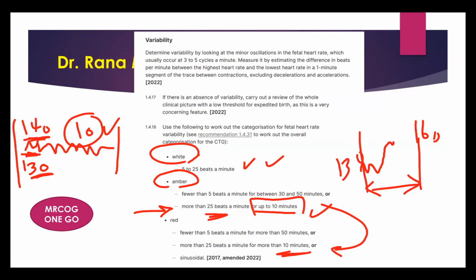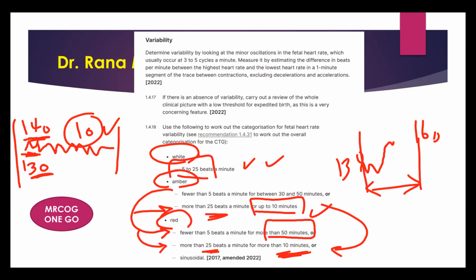So again, what about the amber here? We have the normal values, 5 to 25. If less than 5 for 30 to 50 minutes, this is amber. If it's more than 25 for up to 10 minutes, this is amber. If it's fewer than 5 beats for more than 50 minutes, we will move to red. If it's more than 25 for more than 10 minutes, we will move also to red.